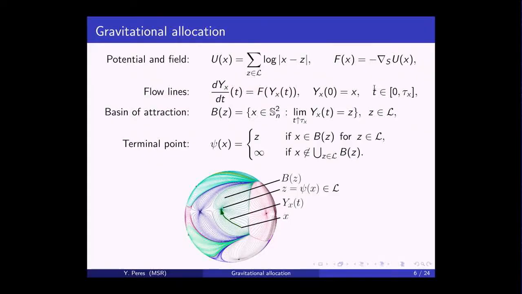So this is the scheme of gravitational allocation I want to now define. We're going to start with the gravitational potential. And since this is a two-dimensional object, here I have to choose either the sphere or the torus. I'm going to describe it for the sphere. There's an analogous thing for the torus, and other manifolds.